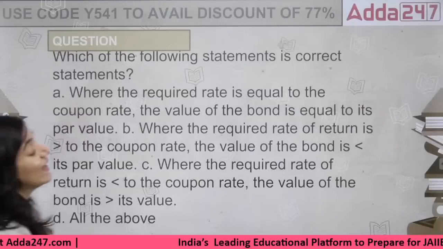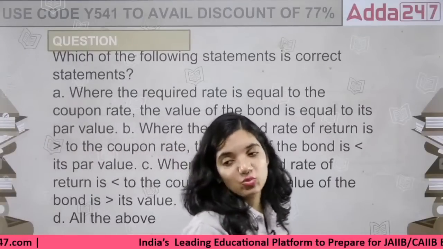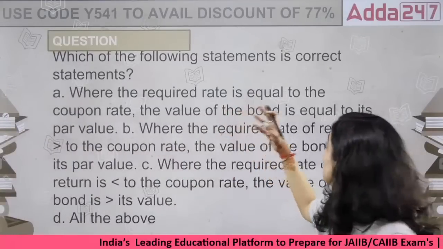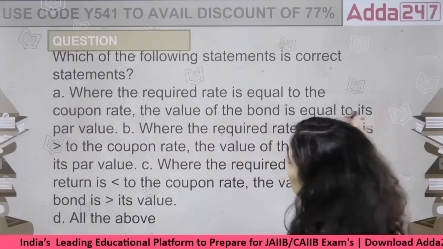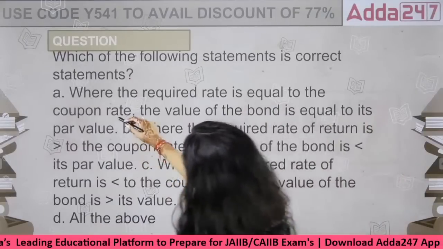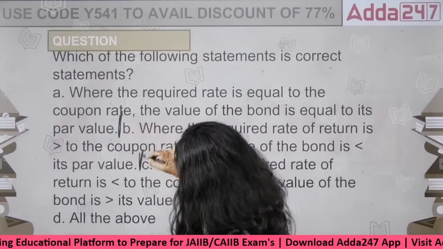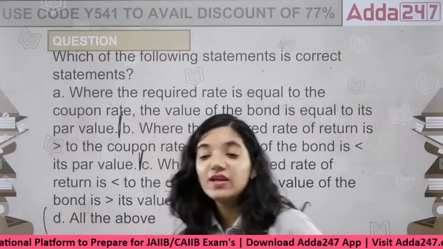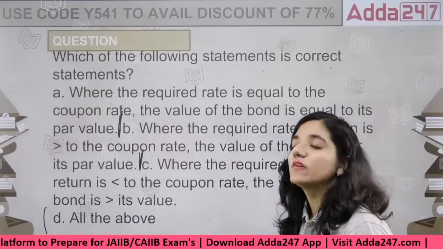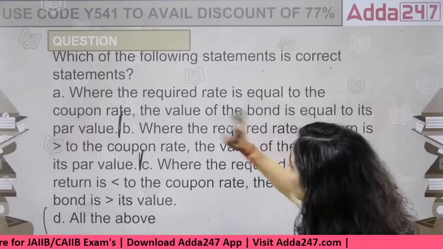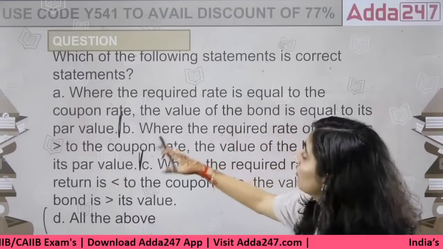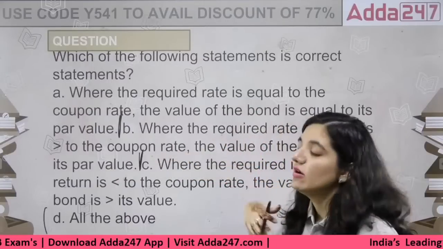Which of the following statements is correct? It says where the required rate is equal to the coupon rate, the value of the bond is equal to its par value. These are the points that are given. This is from the area of capital budgeting. The first point says where the required rate of return is equal to the coupon rate, the value of the bond is equal to its par value.